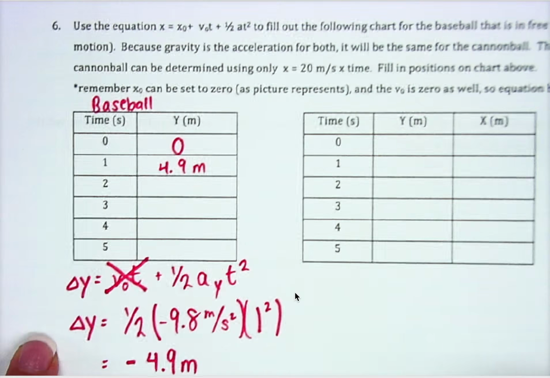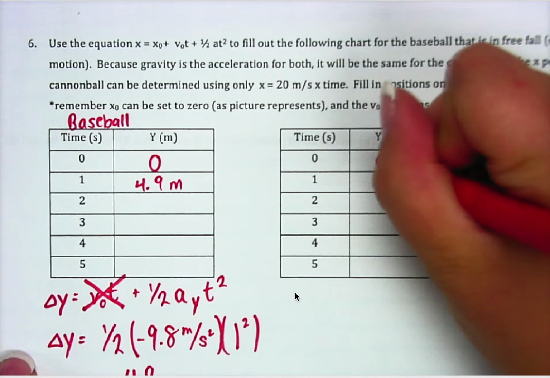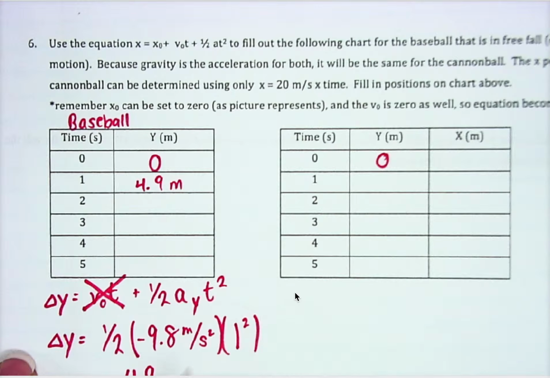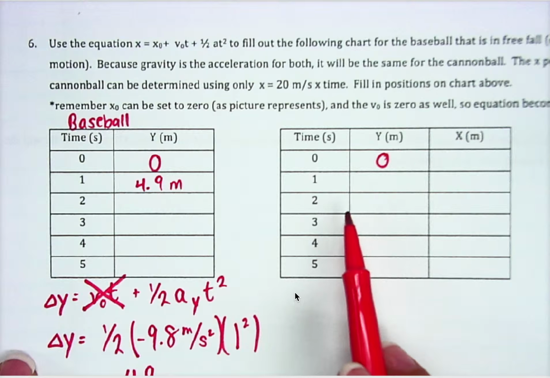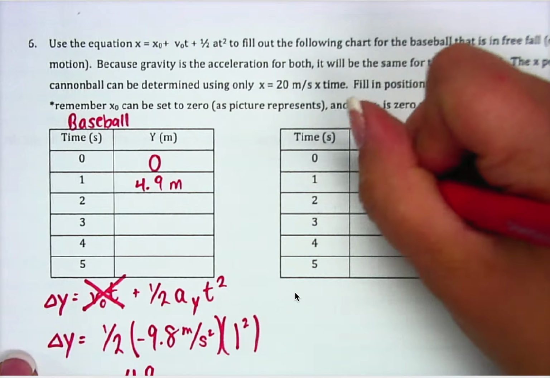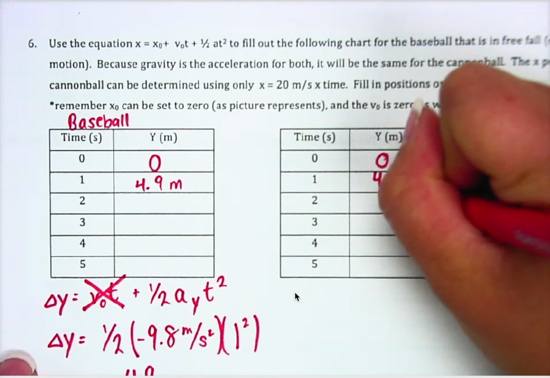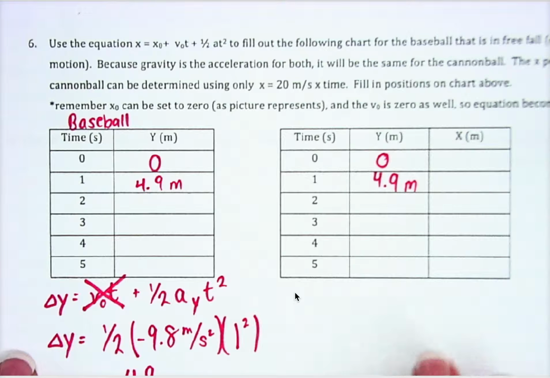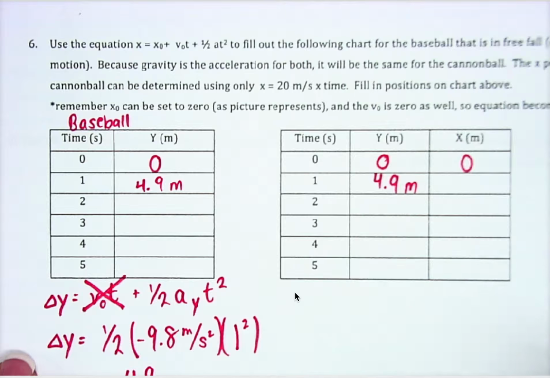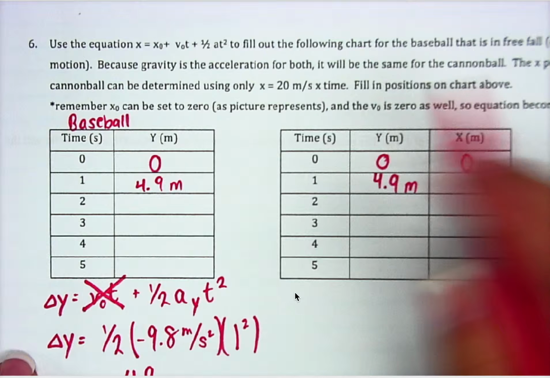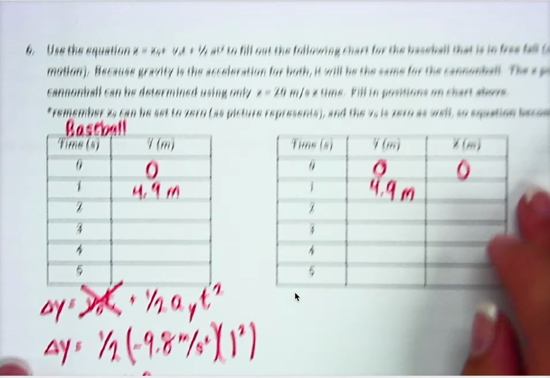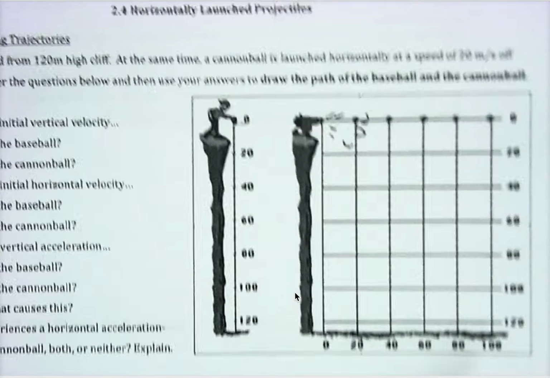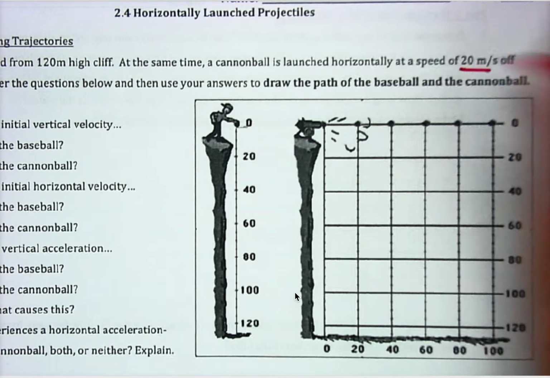Okay. The cannonball is under the influence of gravity alone. So if we just substitute this for the cannonball, it's going to be exactly the same, 4.9 meters. But the cannonball also has an x component. Okay? It's also traveling across. From what they gave us up at the top, it's traveling across at 20 meters per second.